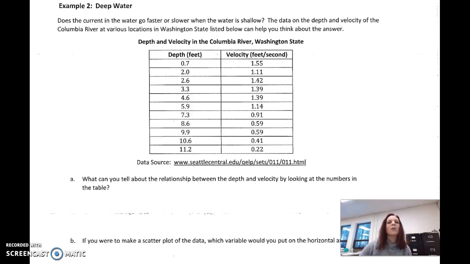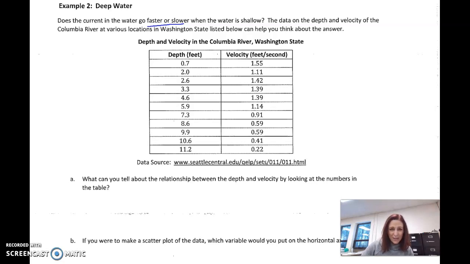Does the current in the water go faster or slower when the water is shallow? The data on the depth and velocity of the Columbia River at various locations in Washington State listed below can help you think about the answer. So we don't have a graph here, but we want to focus on the data. What can you tell about the relationship between the depth and velocity by looking at the numbers in the table?